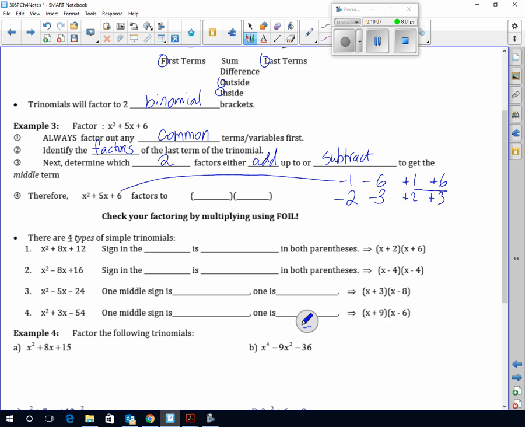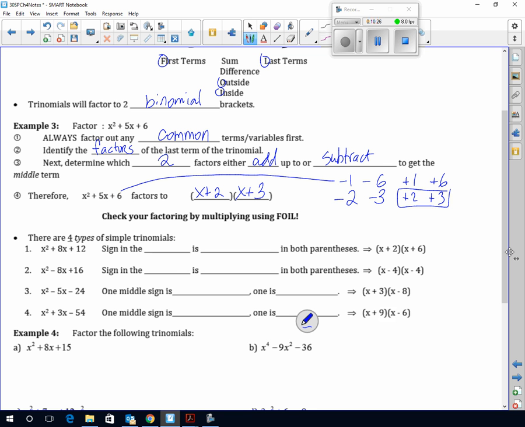All you guys that do this decomp stuff, you need to do guess and check and get it fast, because you'll never finish the test if you do every factor by doing this 5-step process. You have to do it fast. Okay, there's 4 types of simple trinomials.